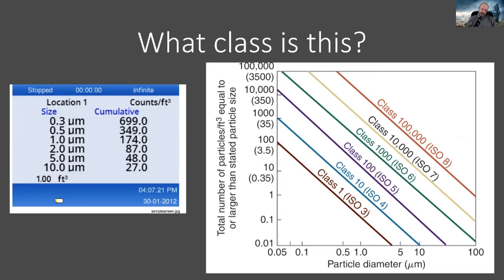Yeah, I think the ones in the parentheses are per cubic foot, and the one that's not in parentheses is per cubic meter. So we're talking about cubic feet greater than 0.5. So we come up and we're up here somewhere, class 100 to class 1,000 in that range. Okay. All right.